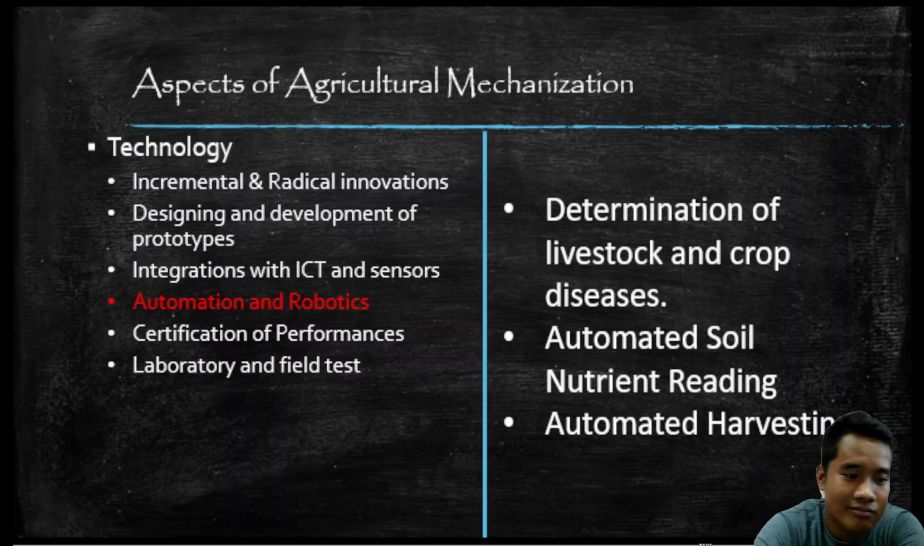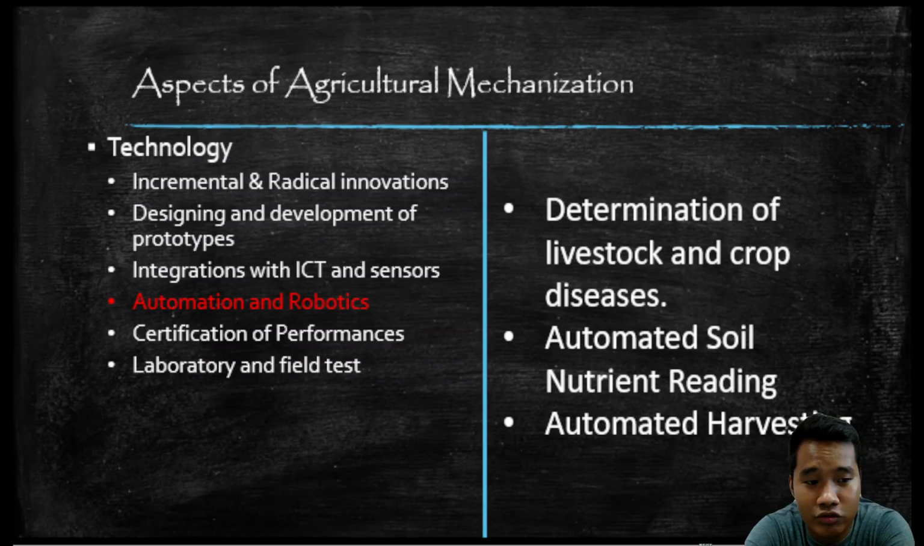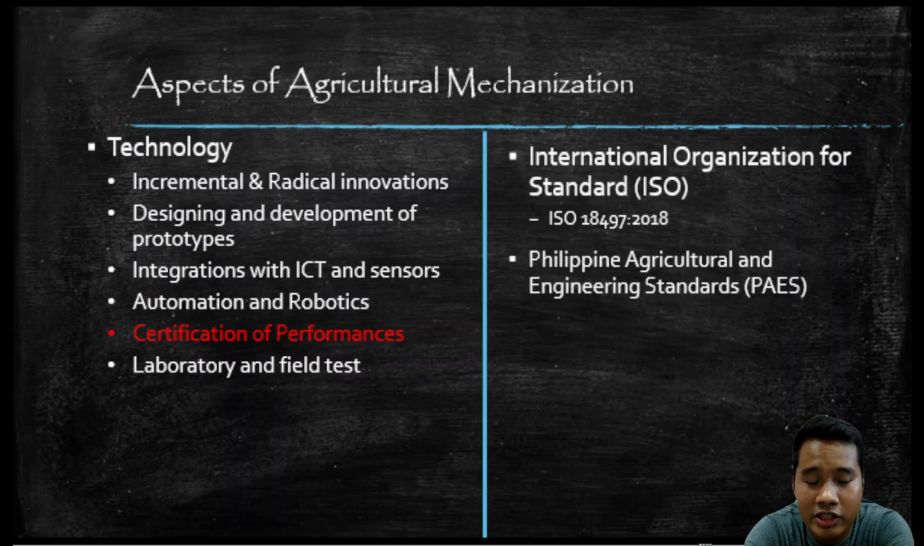Determination of livestock and crop diseases. These are the applications now. Automated soil nutrient reading, automated harvesting, etc. So we have also a certification of performance, which is very important to show what is the real characteristic of a machinery. What is the extent of its performance, for example.